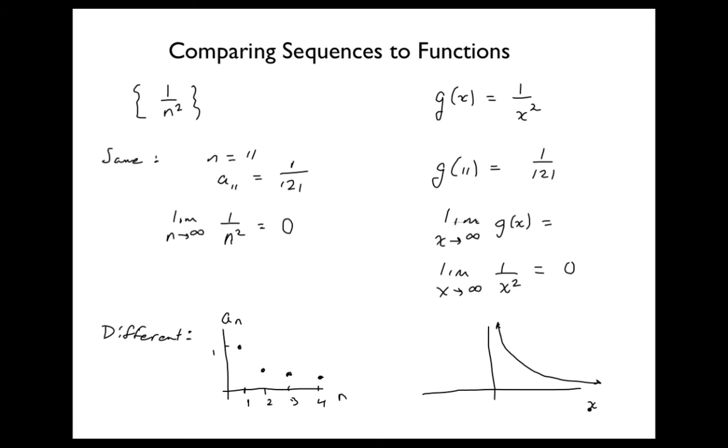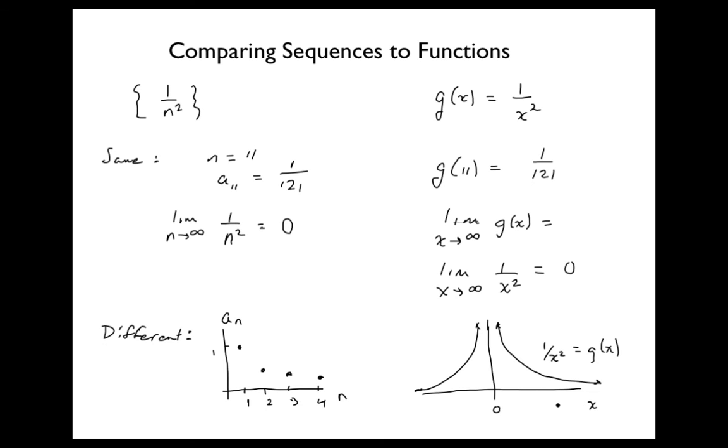So now 1 over x squared looks like this. It's continuous except at 0, because it's undefined at 0. The domain is all real numbers except 0, whereas your quote-unquote domain of the sequence would just be the counting numbers, because it's telling you which number of the sequence you're at.